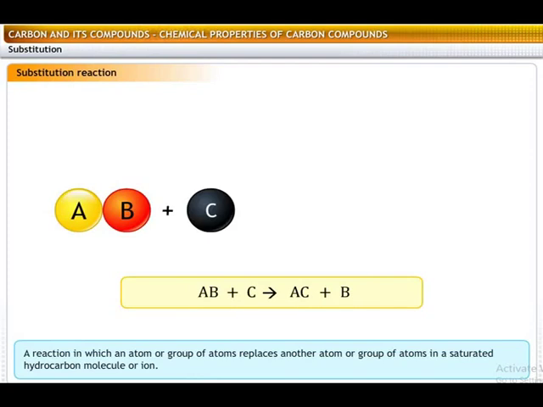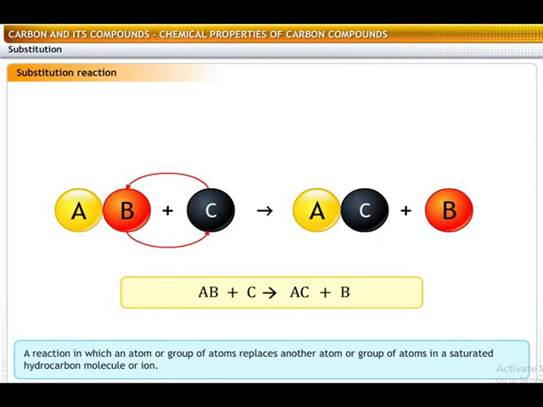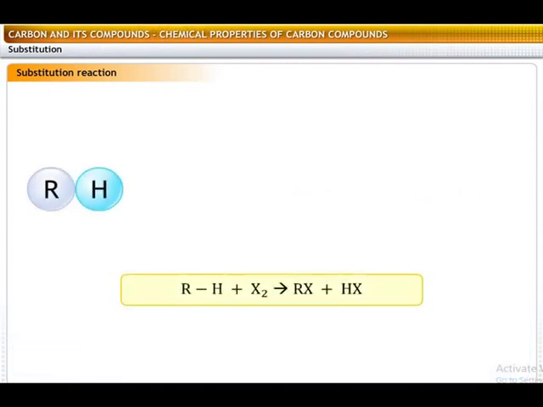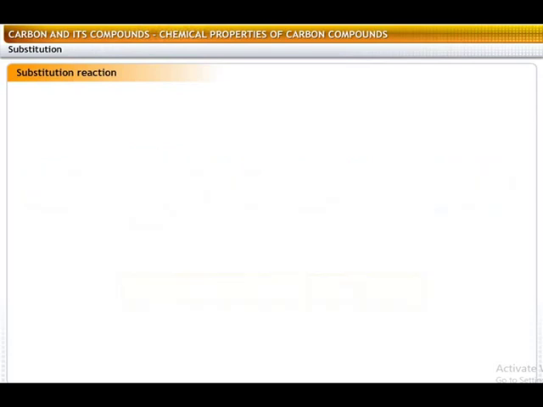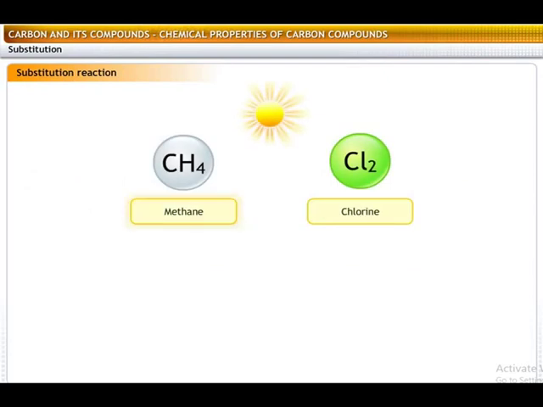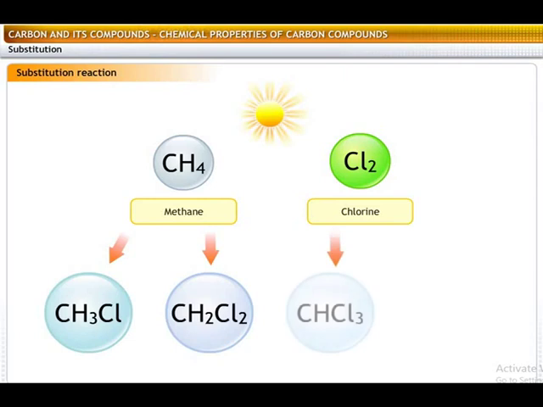A substitution reaction is a chemical reaction in which an atom or a group of atoms replaces another atom or a group of atoms in a molecule or ion. Saturated hydrocarbons, being unreactive normally, undergo substitution reactions. The hydrogen atoms of the hydrocarbon get replaced by atoms of other elements. When equimolar amounts of methane and chlorine react in the presence of sunlight, then a mixture of chloromethane, dichloromethane, chloroform, and carbon tetrachloride is formed.